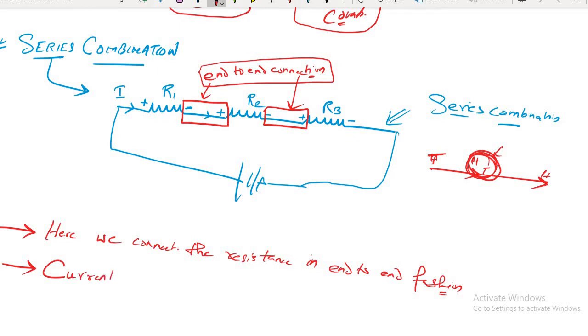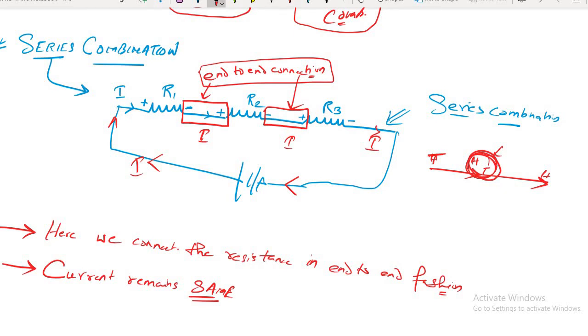current remains same. See, in series combination, current remains same. What do you mean by this? Current I has entered resistance number 1. Same current I will enter resistance number 2. Same current I will enter resistance number 3. And same current I will come out of resistance number 3, and it will move like this. Same current will flow throughout the circuit. Yes or no?